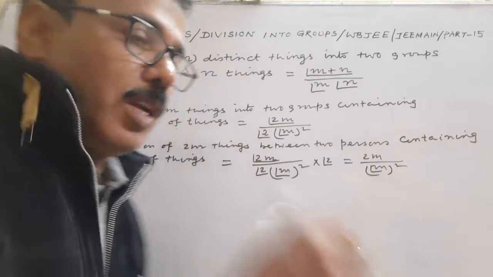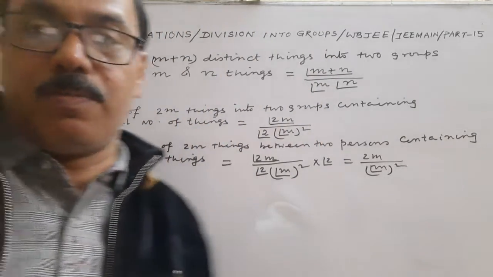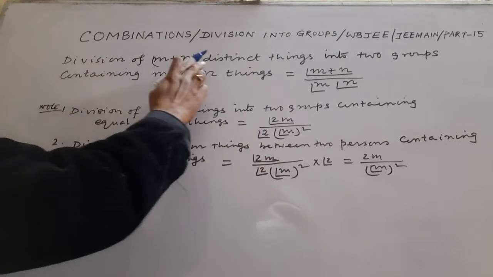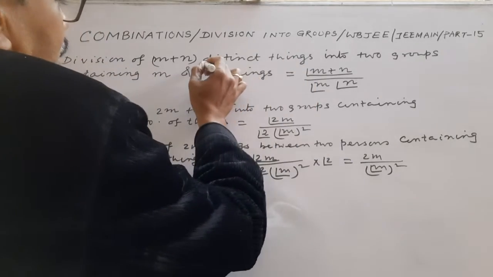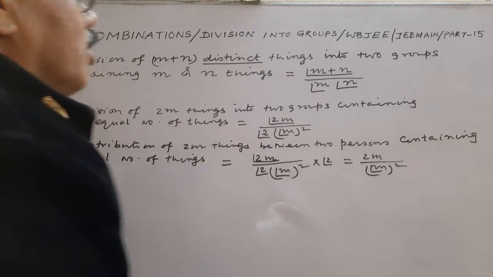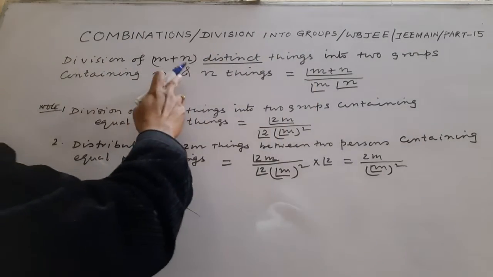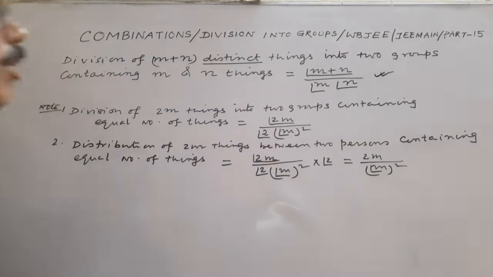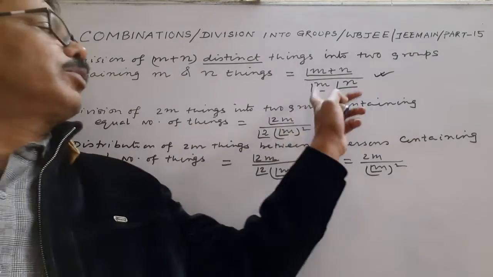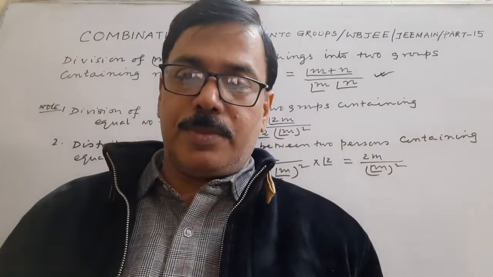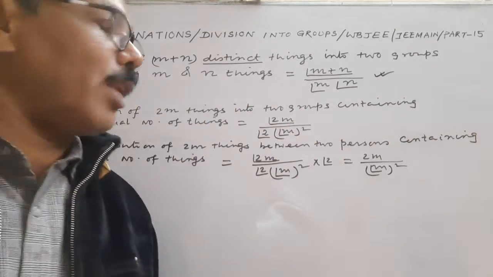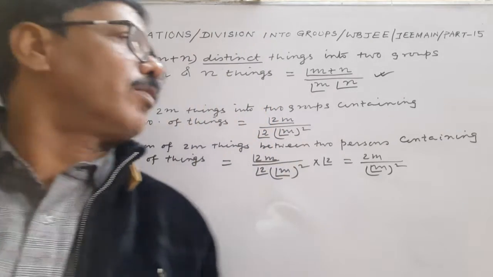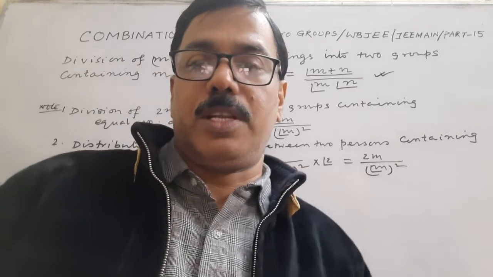So consider first a simple theory: division of m plus n distinct things into two groups containing m and n things equals factorial m plus n by factorial m into factorial n. You have to understand the theory first, then the problem will obviously be solved.